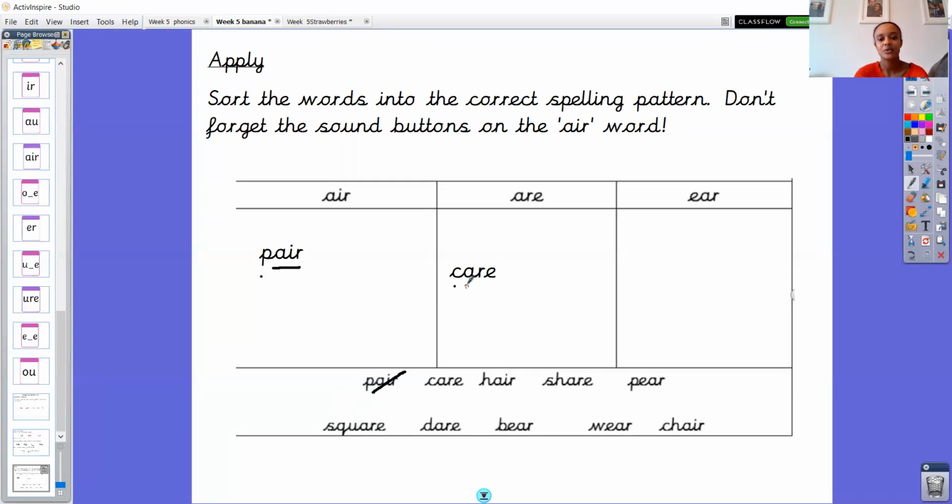Okay, so see if you can sort all of the words. And then if you really want to challenge yourself, maybe you can write another sentence of one of those words at the end.